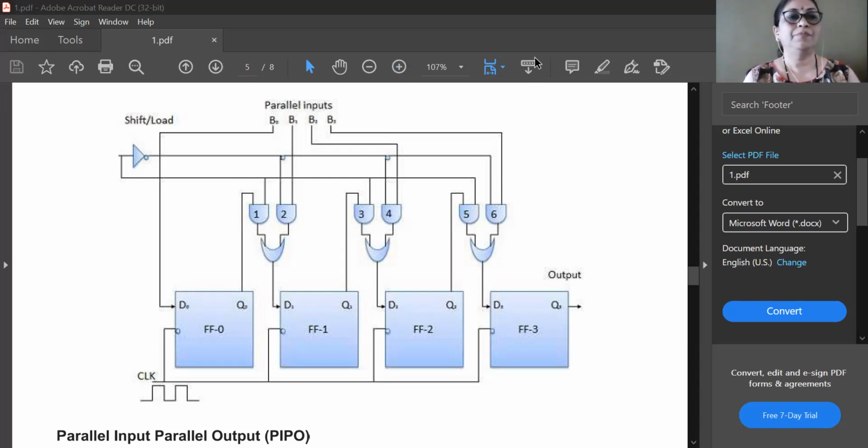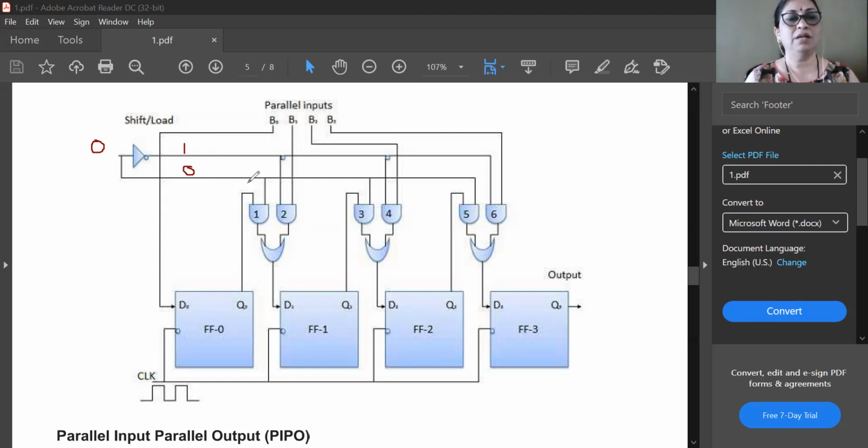Now here, as you can see, this shift and load control is used here. So it is used for deciding whether it is a loading operation or it is a shift operation. So we have seen that when this line is equal to 0, then this upper line becomes 1, and this lower line is 0. Okay, so if this is the case, then what happens?